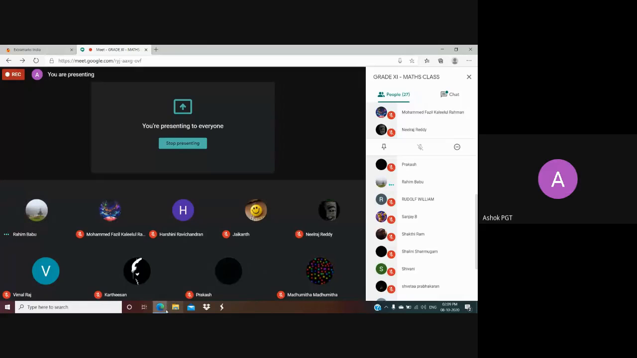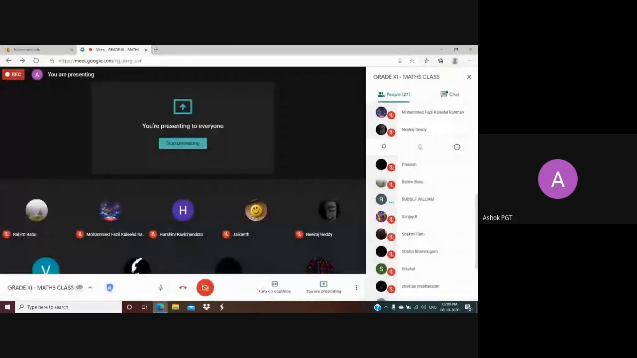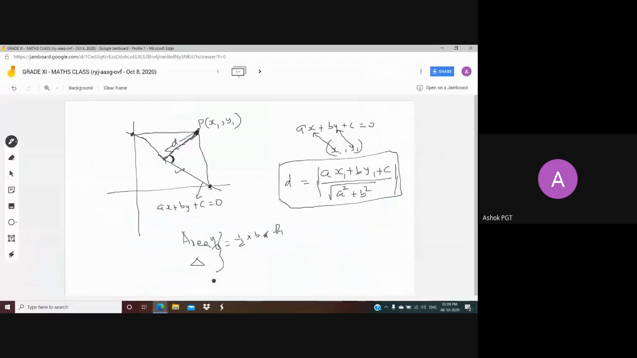Yes, sir. Okay, now we will find the area of the triangle in which this altitude is equal to the distance. This point lies on the x-axis, hence its y coordinate value will be 0. So in this equation, if we put y equal to 0, the x coordinate value will be minus c divided by a. To find the intersecting point on the y-axis, the x coordinate value will be 0. When we put 0 in this equation, the y coordinate value will be minus c divided by b.